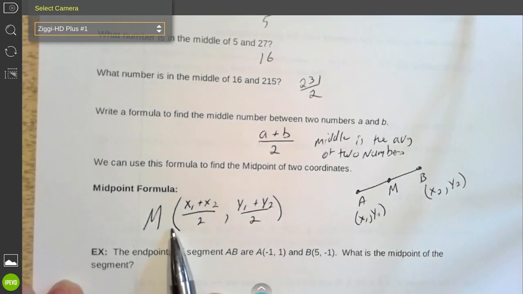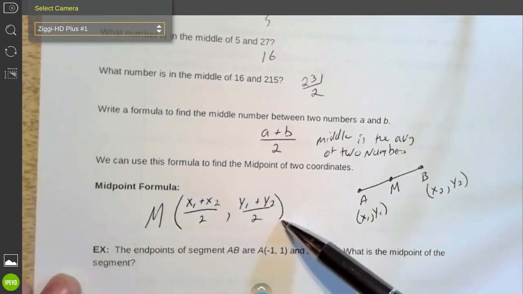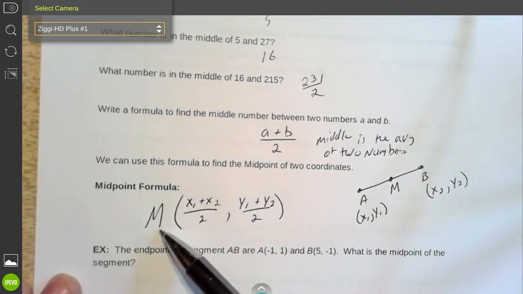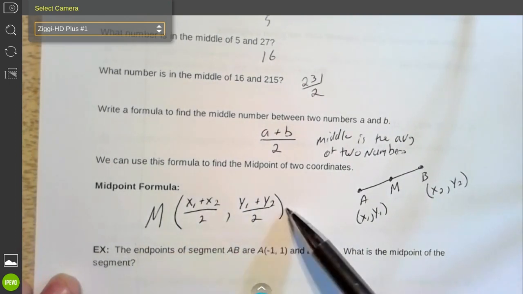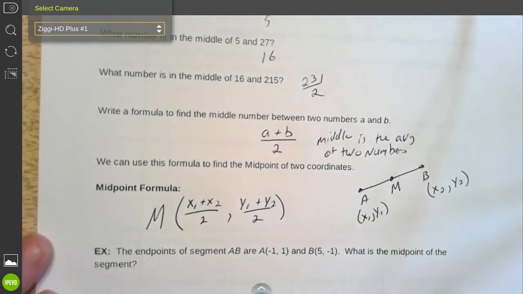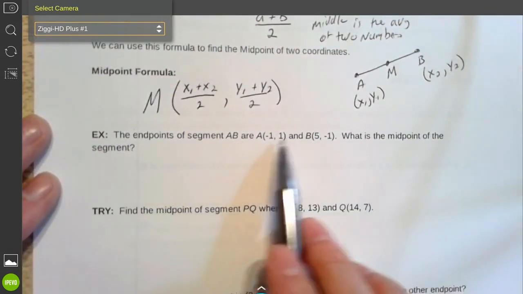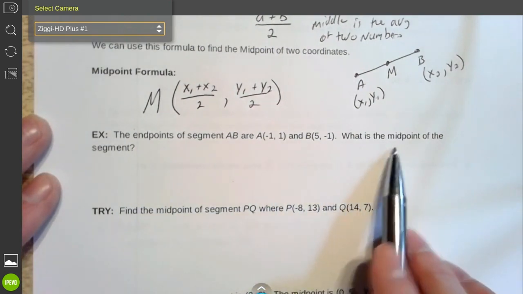This is my midpoint formula. Notice a couple things. It's got parentheses around it because the middle is a midpoint. Points have to have parentheses. It's got a comma between the x coordinate and the y coordinate. But this is how we can do that. Let's look at a quick example. The endpoints of segment AB are the A and B here. We need to find the midpoint.